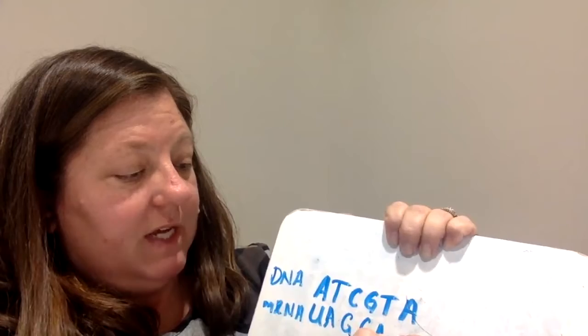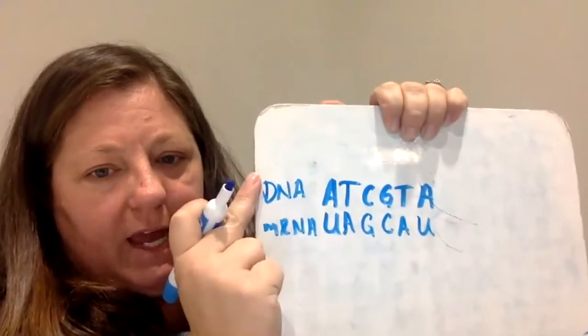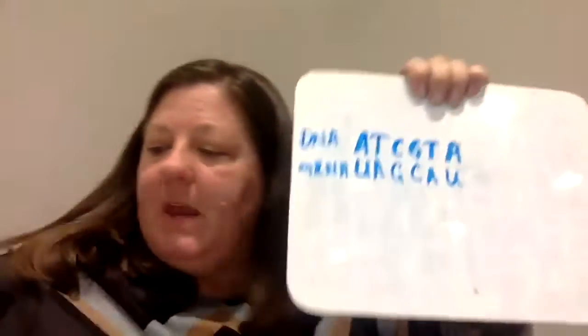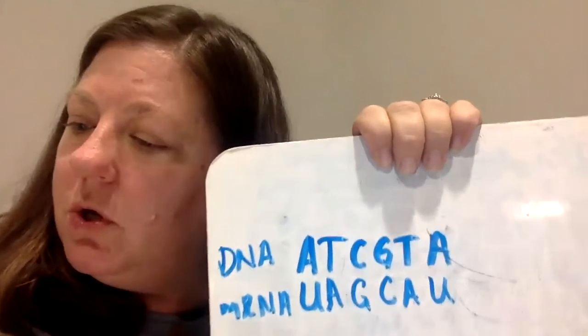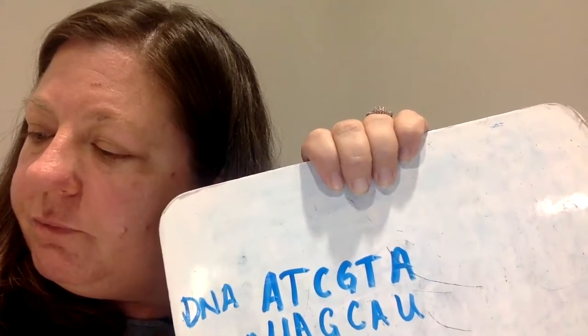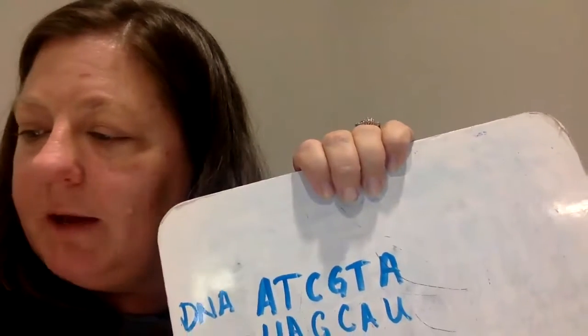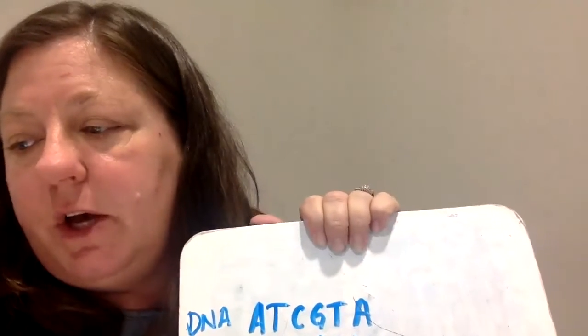And then again, there's no T to put here, so we put uracil. So this is the DNA, and this is the RNA. Now, if you look on page 228, you'll see a very long code.